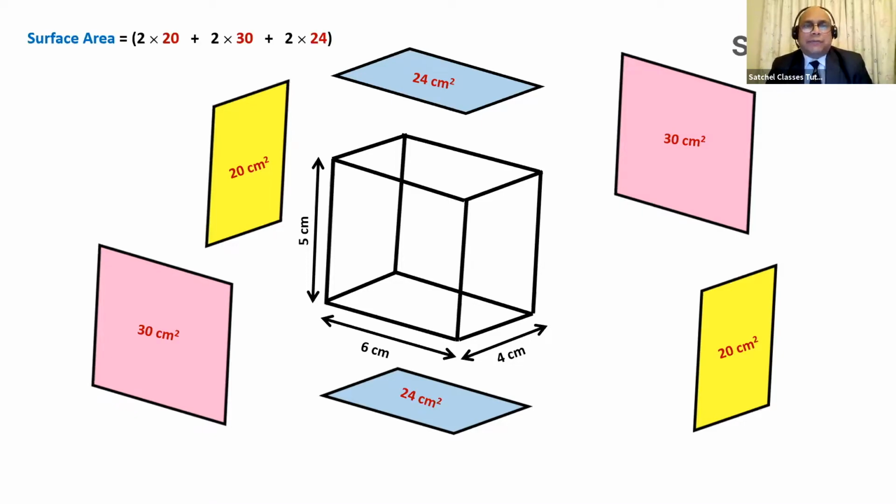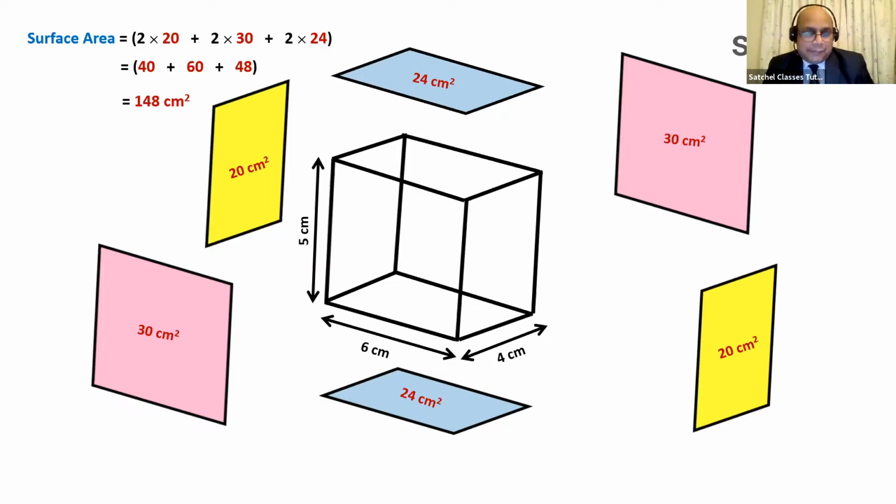Which is nothing but we have two faces of 20 centimeters squared. So 2 times 20. We have two faces of 30 centimeters squared. So 2 times 30. And they also have two faces of 24 centimeters squared. So that's 2 times 24. If I add them all, we end up getting 148 centimeters squared. That's the surface area of this particular cuboid.